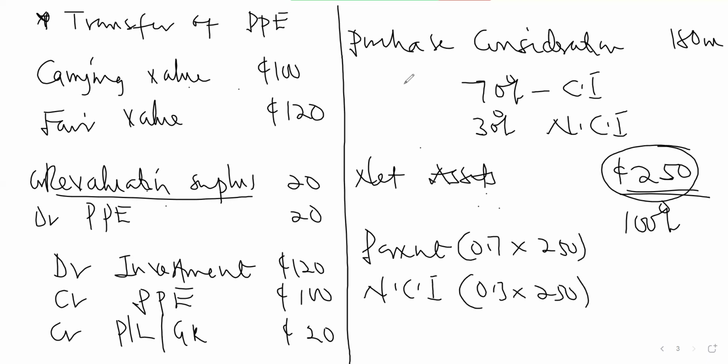What are we going to have? 175 for the parent, and this will be 75 for the NCI. Is that correct? Yes. So the portion of the net asset that we are buying is 175, isn't it? But how much are we paying? $180.